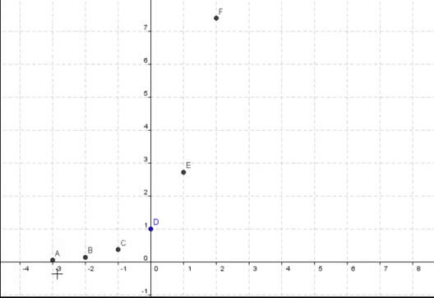So I went ahead and plotted the points already. So A represents when x is negative 3, f of x was 1 over e cubed. B represents when x is negative 2, f of x is 1 over e squared. C represents when x is negative 1, f of x is 1 over e. D represents when x is 0, f of x is 1.